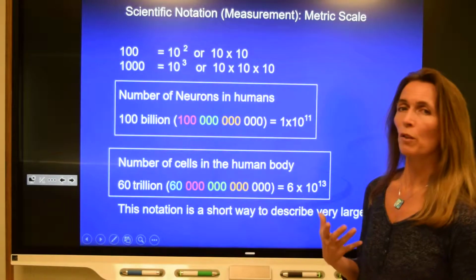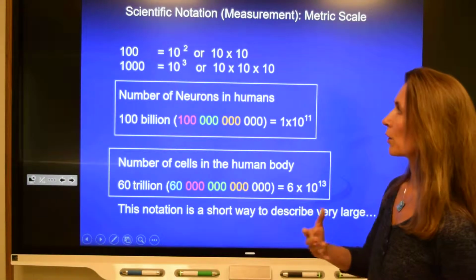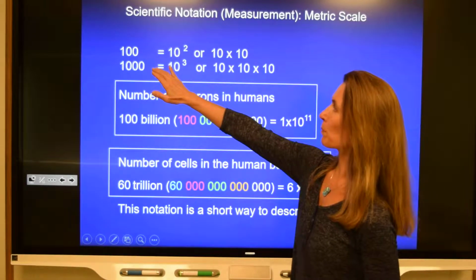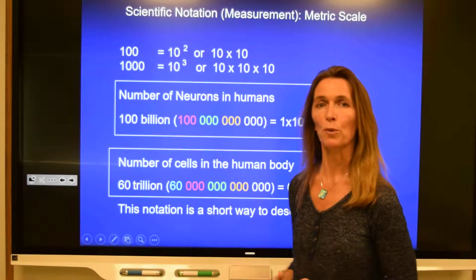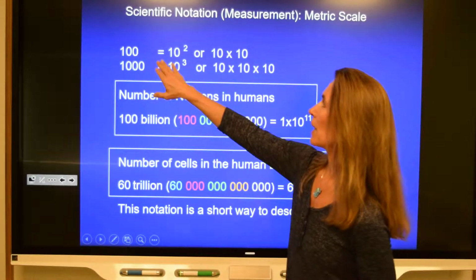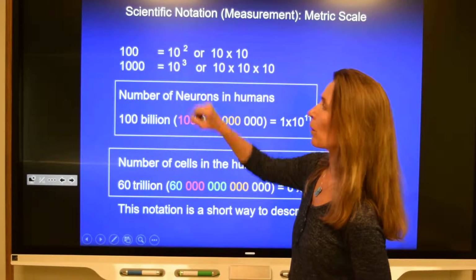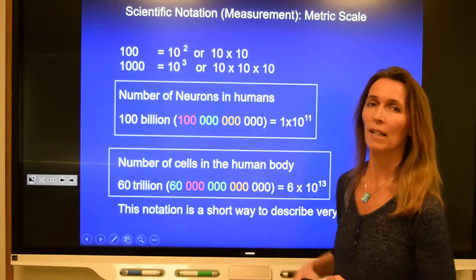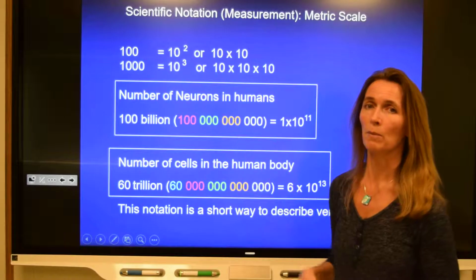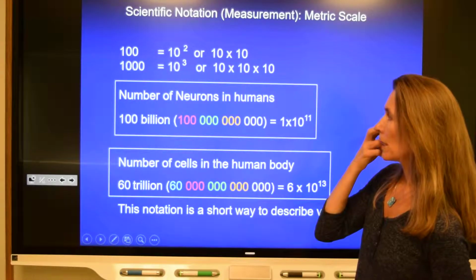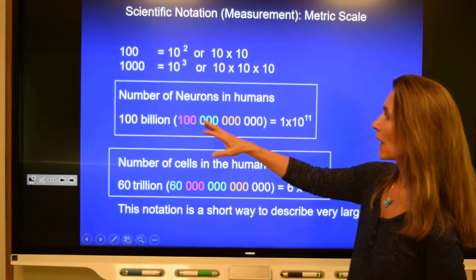So the concept of scientific notation, and you've certainly learned this in high school, is you can express 100 or 1,000 as 100 or 1,000 and write the zeros down, or you can express this as 10 to the power of 2, or 10 times 10, or 1,000 as 10 to the power of 3, or 10 times 10 times 10. And you can do the same for higher numbers.